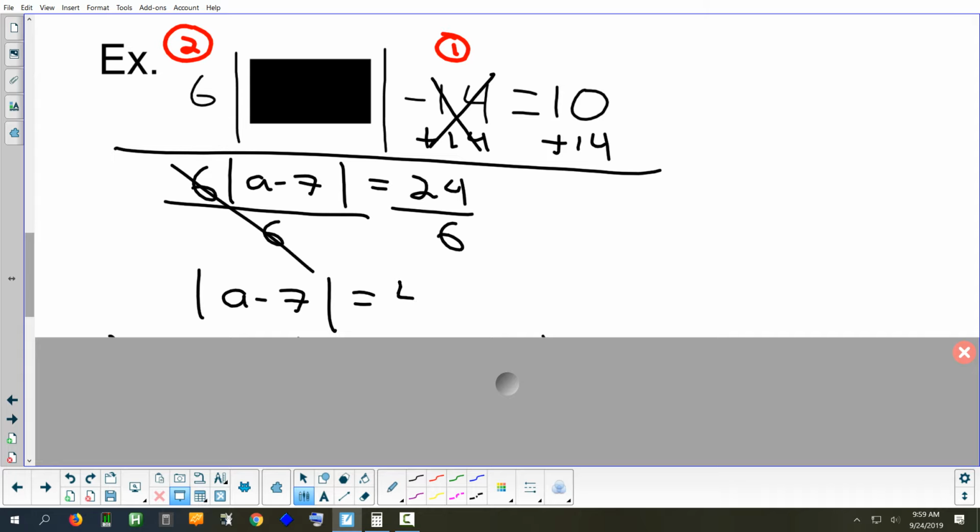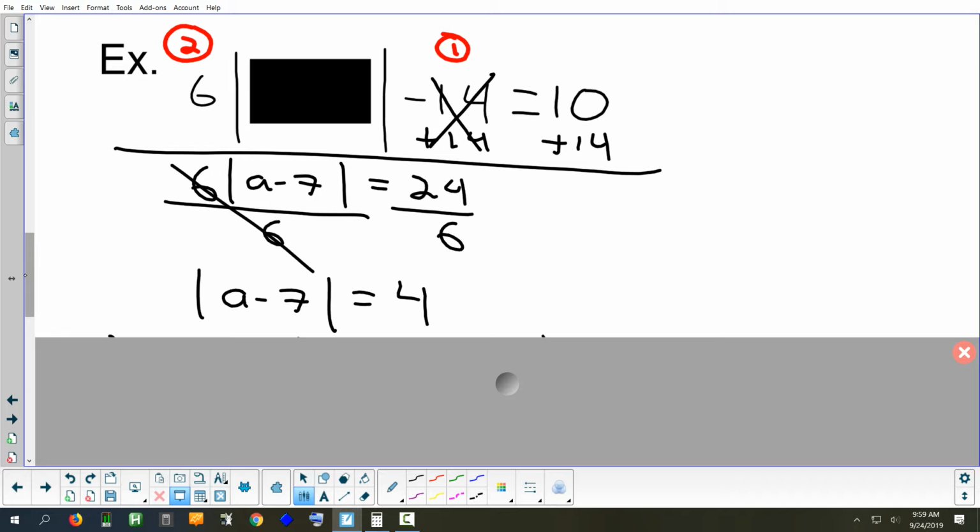And this is going to give me 4. Okay. So that's as bad as it can get for having extra stuff outside the bars. The number there and a number there. Most of the time you're not going to have to do one that complicated.